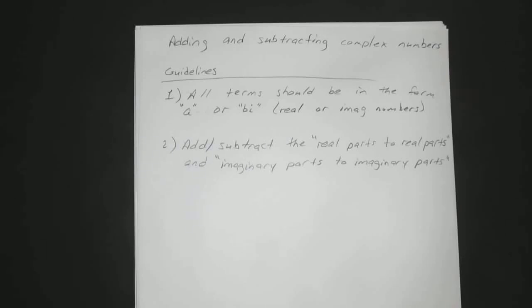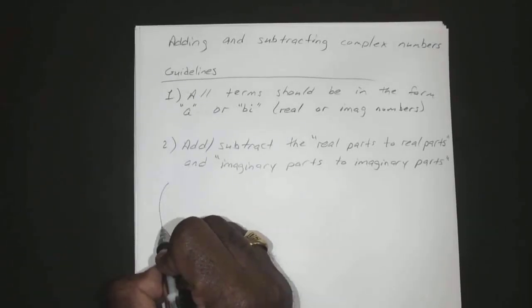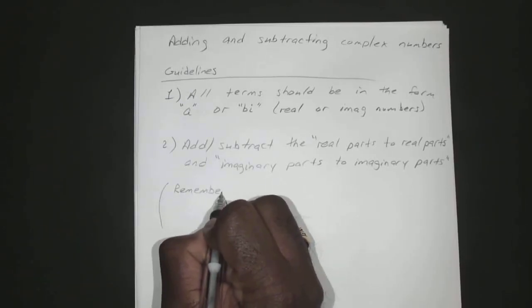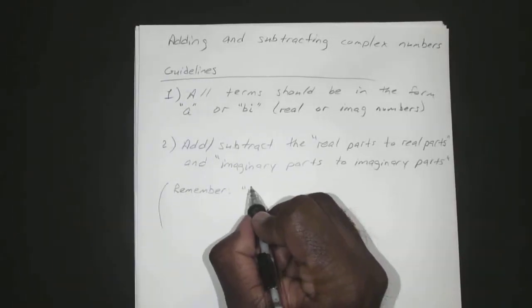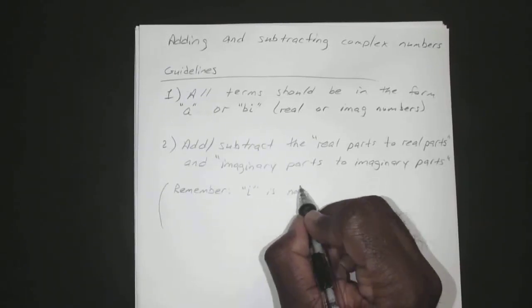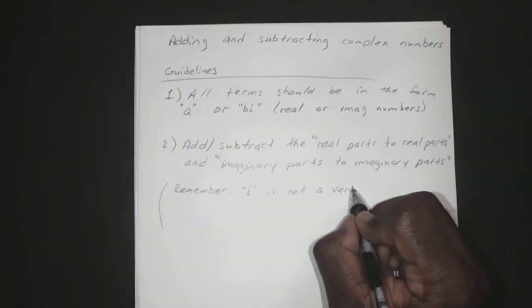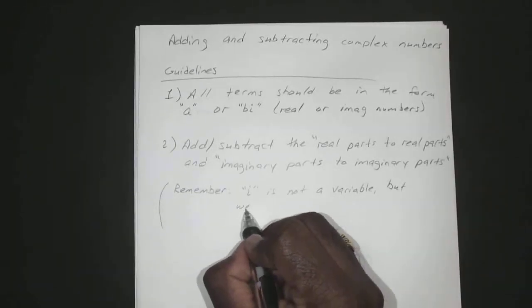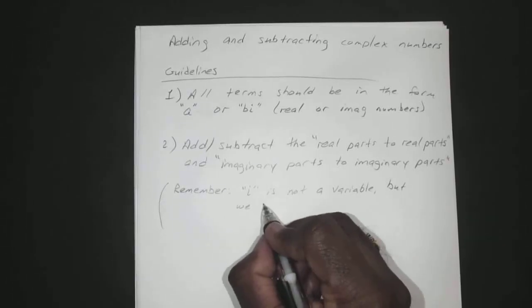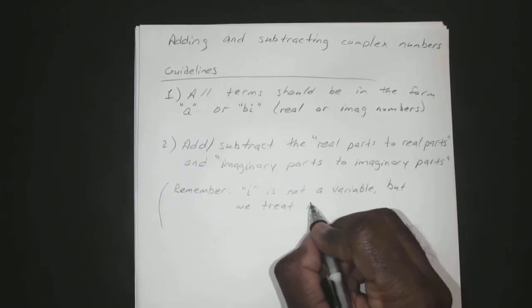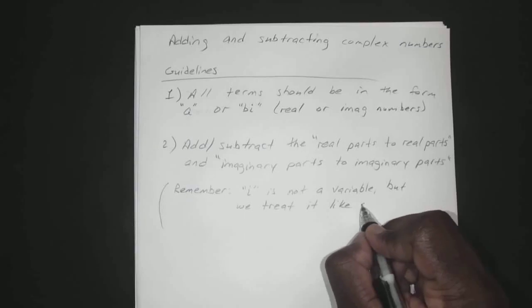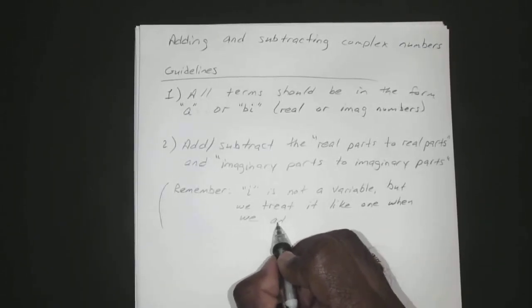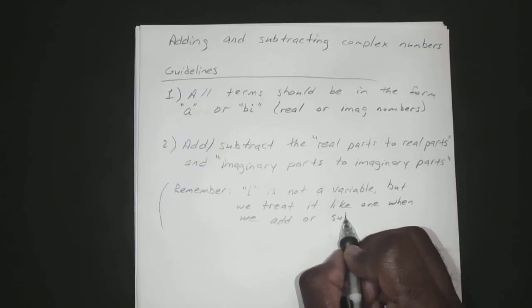Kind of like your square roots. Okay, so you want to remember that i is not a variable, but we treat it like one when we add or subtract.